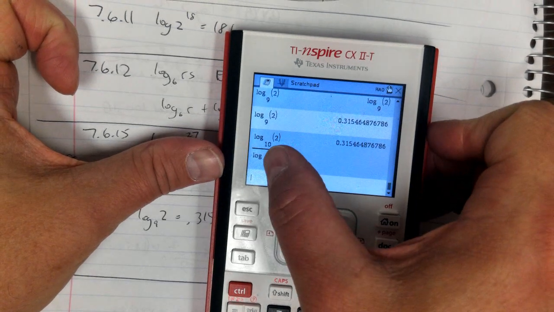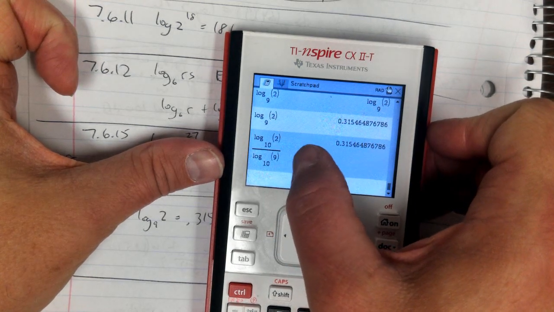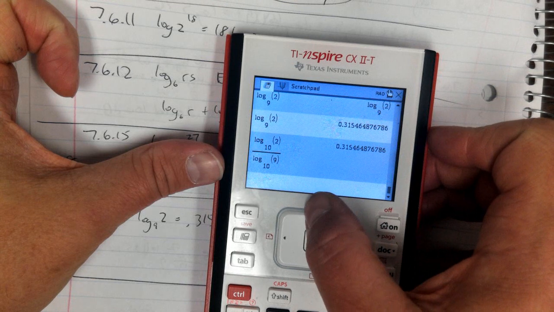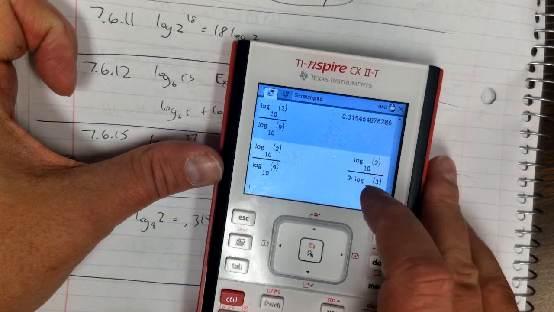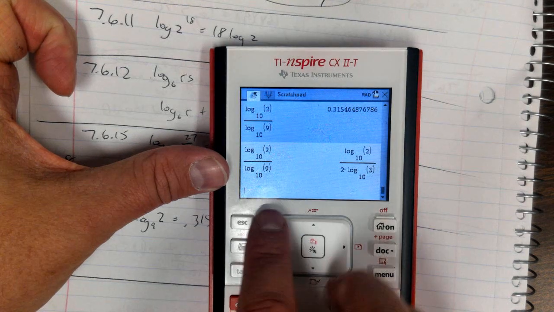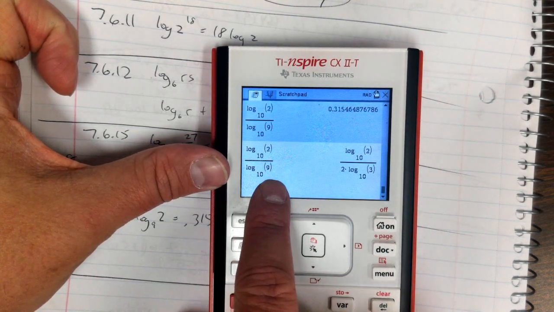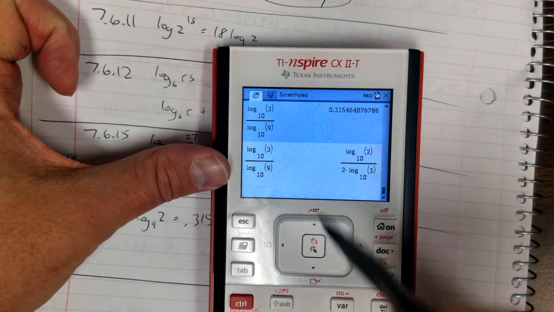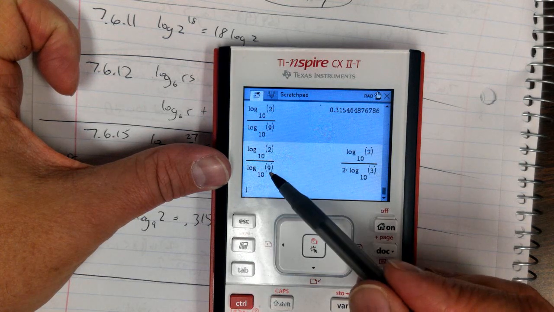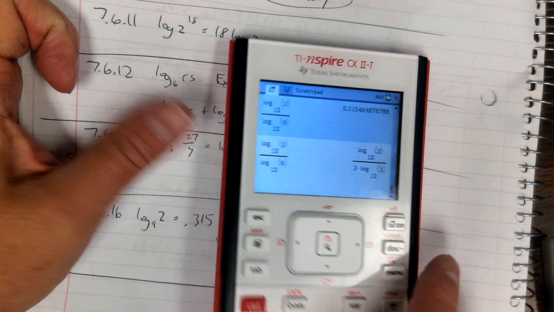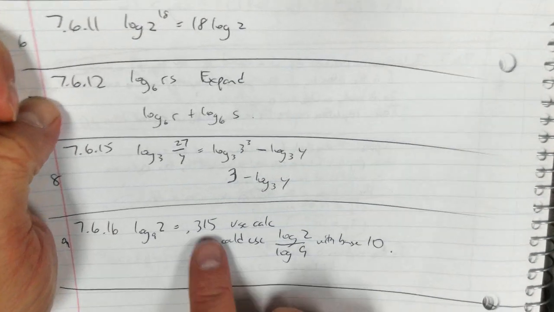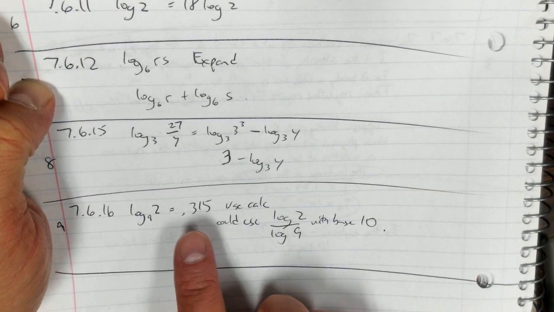And notice when I press Enter, or Control Enter, it put the 10 there. Now notice on the teacher calculator, they simplified it like this: 9 could have been 3 squared, so it's 2 log 3, like that. But you just want a decimal answer, and so that's what it is, 0.315.